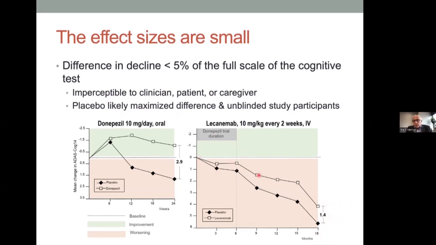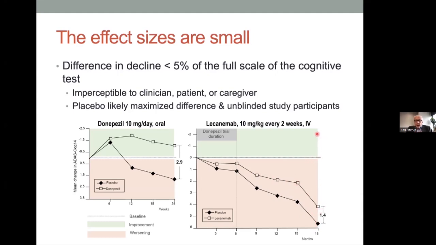And what you can see is that in fact, the controls, that is the people on placebo, did indeed get worse. And it is true that lecanemab people got worse more slowly, but there's very little indication that this effect is increasing. And in fact, at this level, it's almost undetectable.